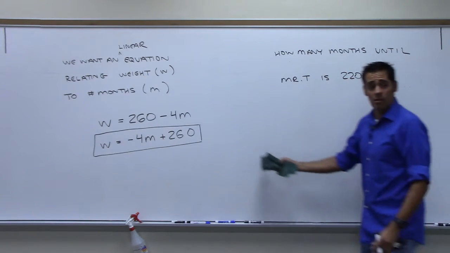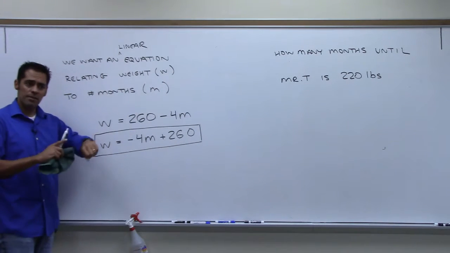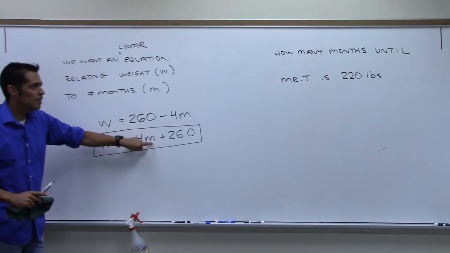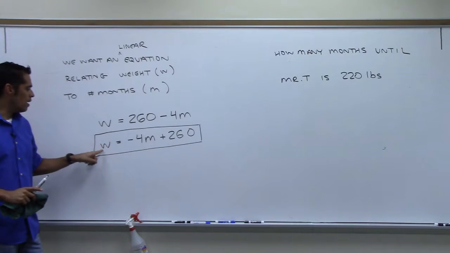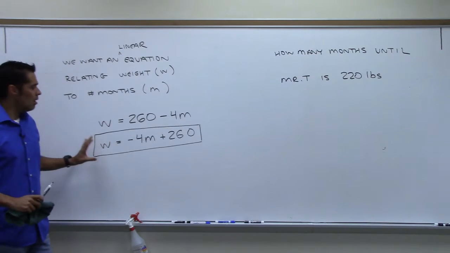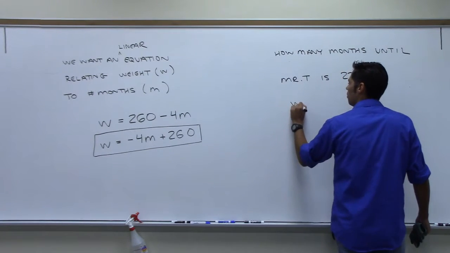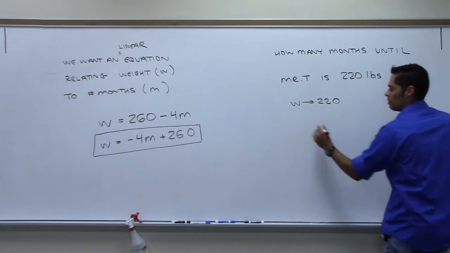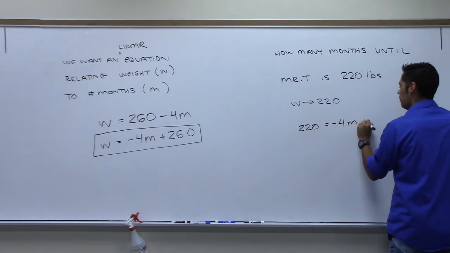Well, we have our model here. We're looking for months, the time measured in months. That's what we want to know. And we want to know what that value is, which makes his weight what? 220. So all I have to do is use this equation right now, replace W with 220, and then write the equation. So 220 equals negative 4m plus 260.